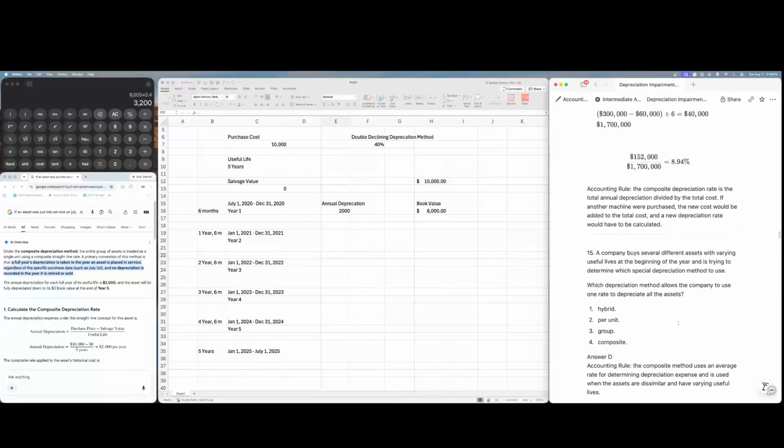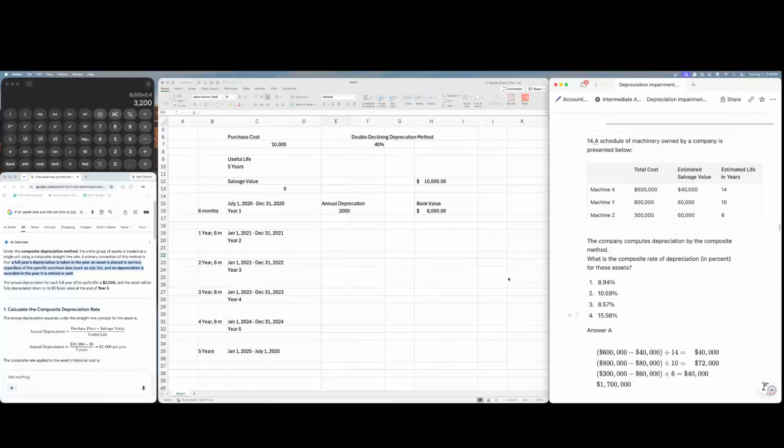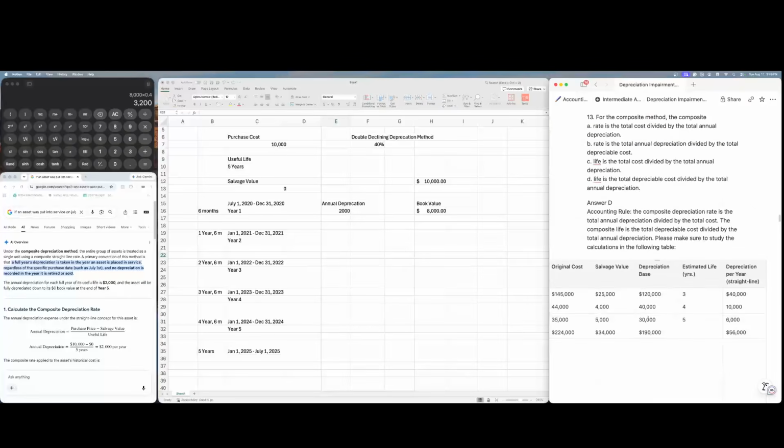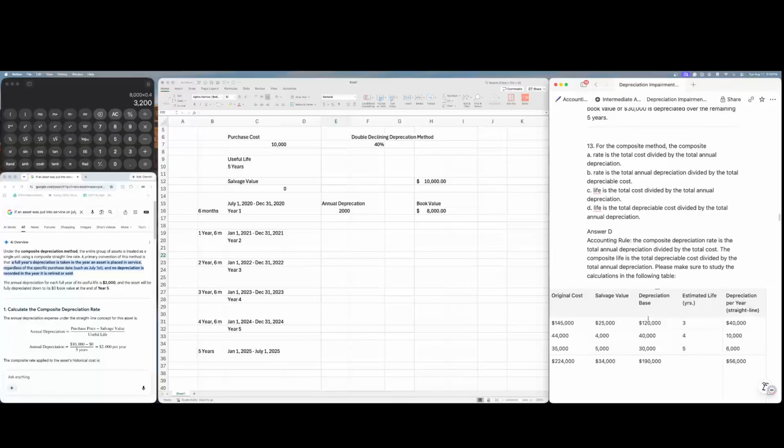But that's pretty much it for depreciation. Obviously, remember how to calculate composite useful life and composite depreciation rate. With composite depreciation rate, it's total depreciation divided by the total cost. Composite life is total depreciable cost divided by the annual depreciation.